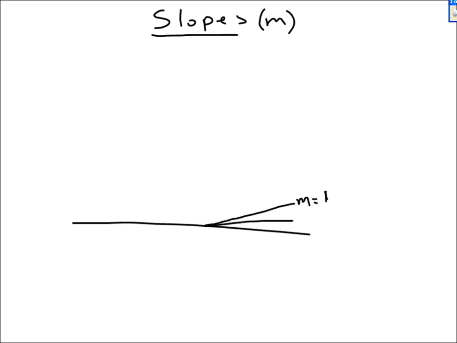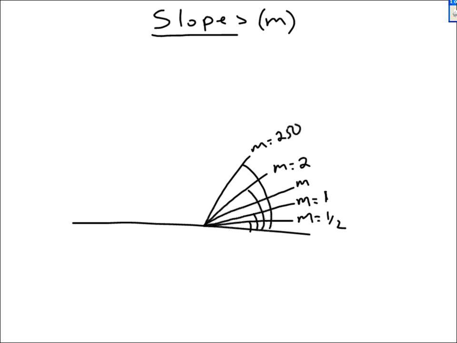The slope for this line, which is not as steep, might be a half. This slope, say, would be 2. This slope might be 250. As the angle gets bigger and bigger, the slope really grows. In fact, maybe here the slope is 2, and this other slope was 25. And this slope is going to be, say, 5,000.